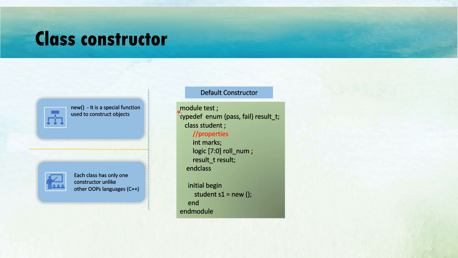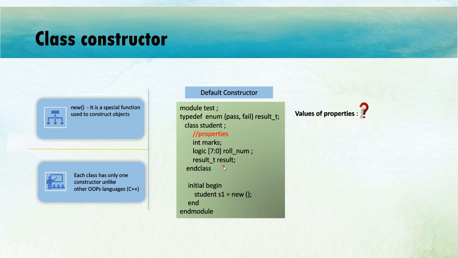Inside this module test, first, I have defined a user-defined data type result_t of data type enum, which can have values as pass or fail. Second, in the properties field, I have defined three properties: marks, roll number, and result. Now, when I use this new constructor, firstly, our object is created, and second, it will initialize the values of these properties. Since here we have not defined a new function definition explicitly, the compiler will use the default constructor.